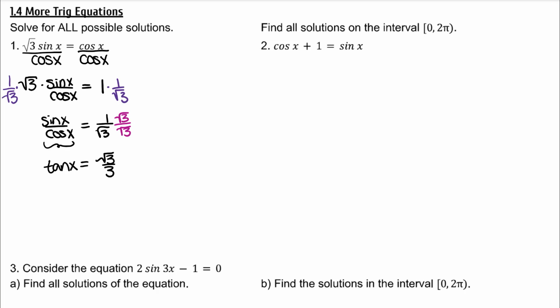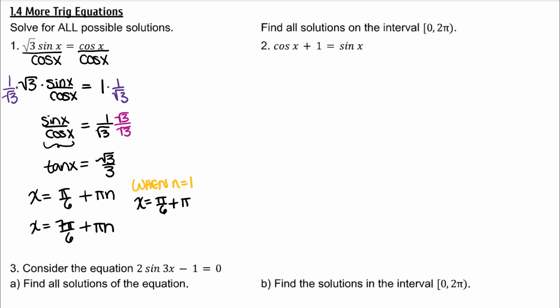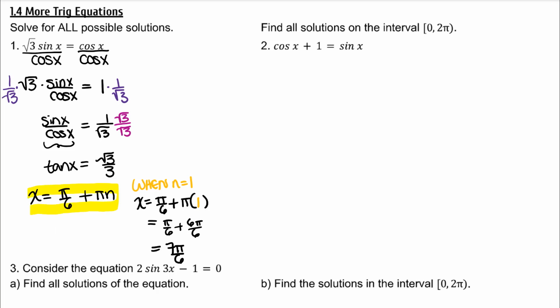The angle for which tangent is root 3 over 3 is pi over 6 plus pi n, because the natural period of tangent is pi. The other solution between 0 and 2 pi is 7 pi over 6, but we do not need to write an additional expression because when we plug in 1 for n into this expression, we get 7 pi over 6. Therefore, this single expression encompasses all possible solutions.